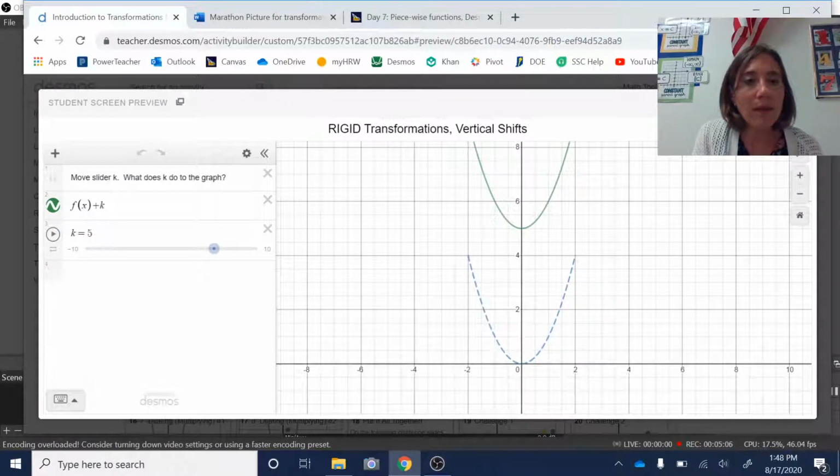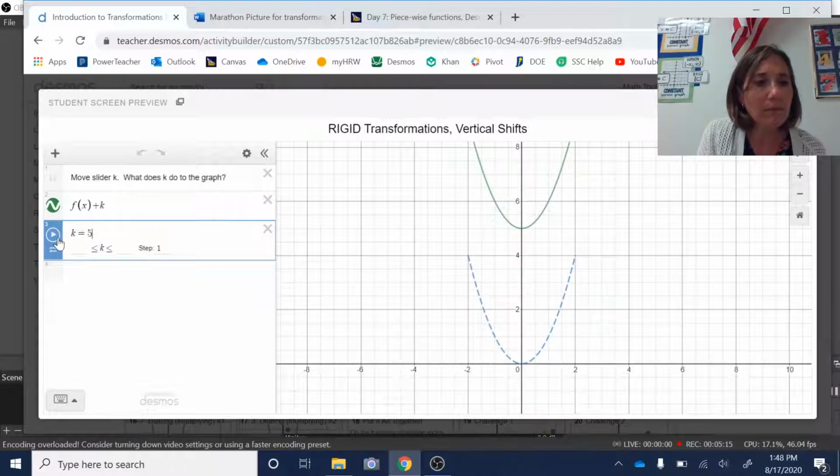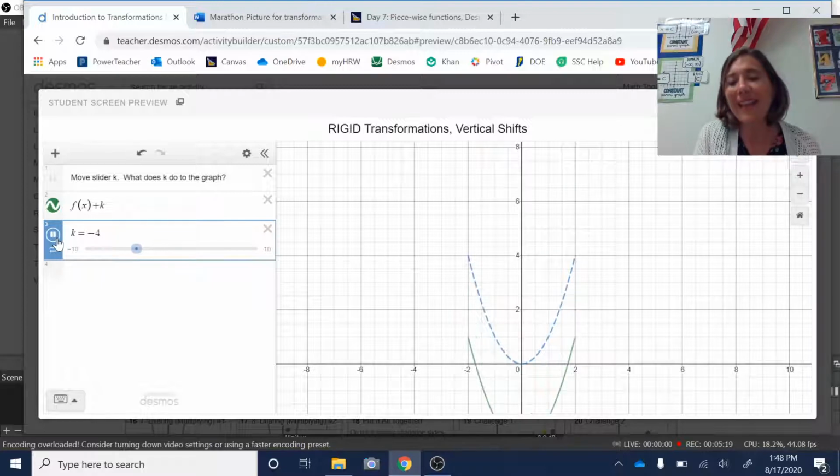You're going to play with this k number here. It's on the end after the f of x. So if I play with the k number, what happens to my picture? Oops. Oh, there's a play button there. I just clicked it accidentally.